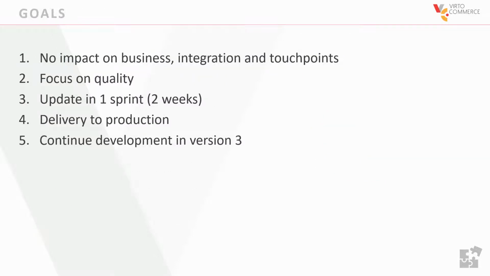Before we started, the goals to control the update process were established. Minimal impact on business users and the current business processes, the current integration, and the customer touchpoints. We had a limited scope of the update, only Virto Commerce platform and modules, nothing more. Secondly, keep a focus on quality. The focus is on how to control the regression and prevent critical business processes from crashing.